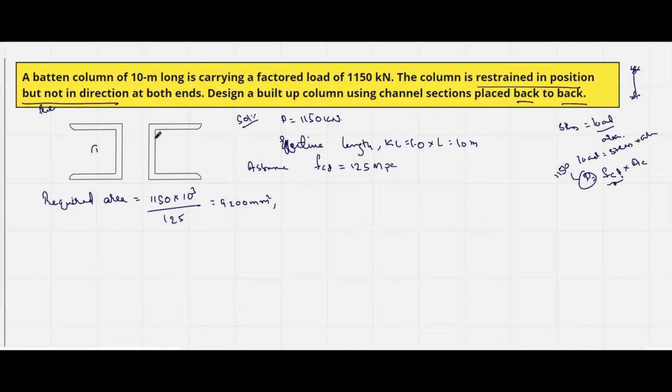Here we are using two channels. This area required is for two channels. For a single channel, the area required is 90 to 100 divided by 2, which is around 4600 mm square.